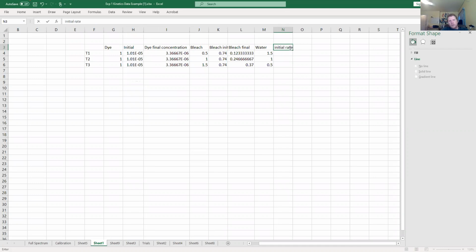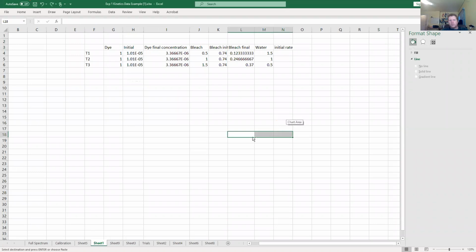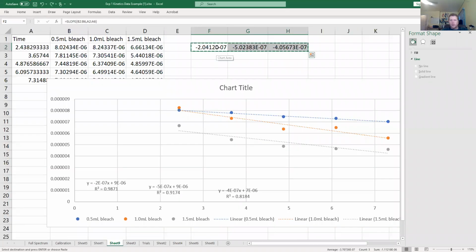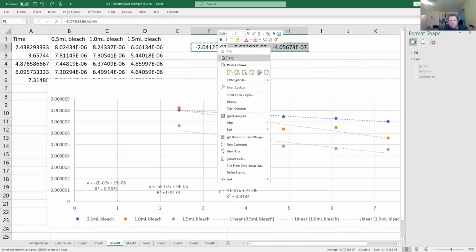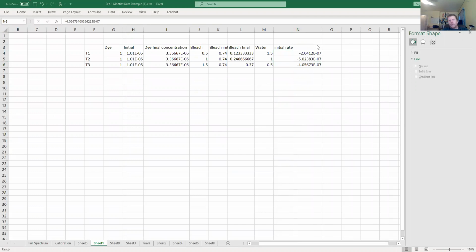So initial rate, I'm going to copy all these, but then, oh, did it not? Oh, man. Copy, paste. Oh, nope, that's not what I want. Okay, copy. Paste. Cut. Paste. Okay, so there's all my initial rates. Now, what I want to do ultimately is compare my initial rates to concentrations, and so I can take the natural log. Let me go ahead and write this out.